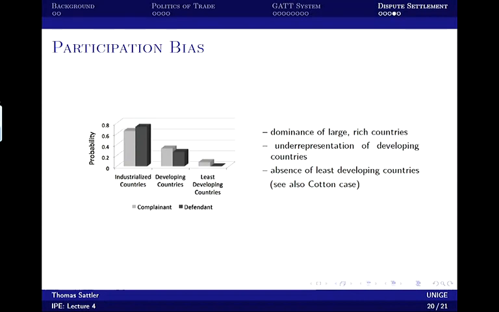And the light gray is whether they participated as a complainant, and the dark gray is whether they participated as a defendant. And what we see is that in more than 60, often 70% of the cases, the dispute settlement mechanism is being used by the rich countries. And in a bit more than 40% of the cases, it's being used by the developing countries, and almost never is it being used by the least developed countries.